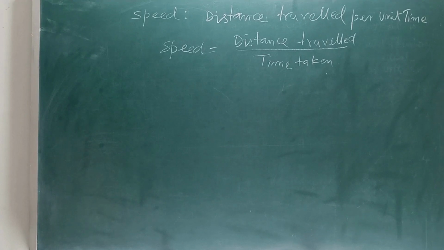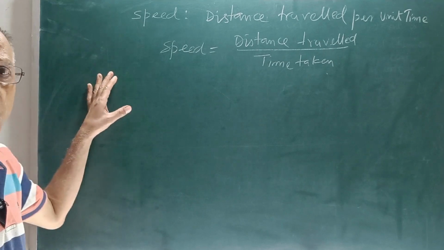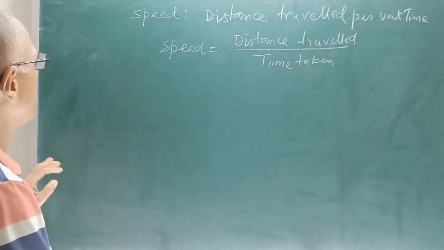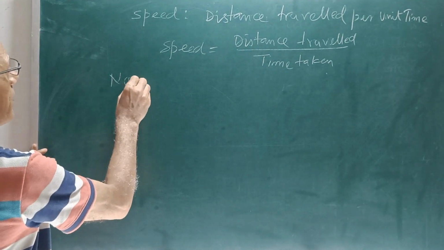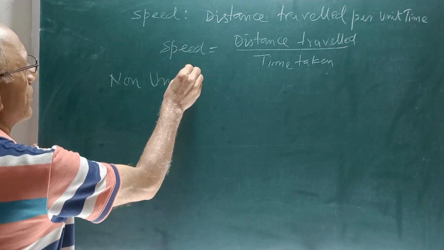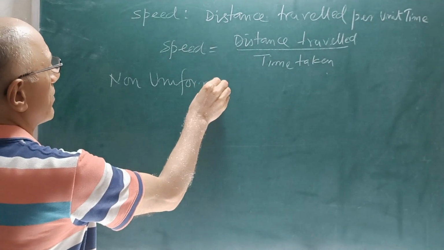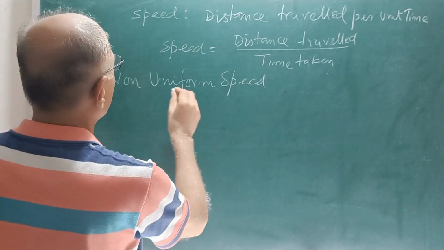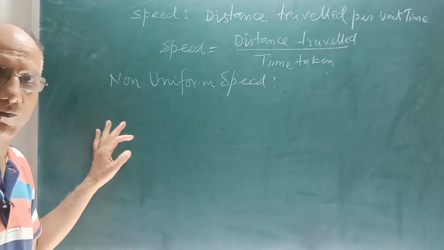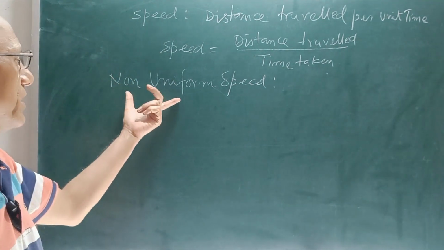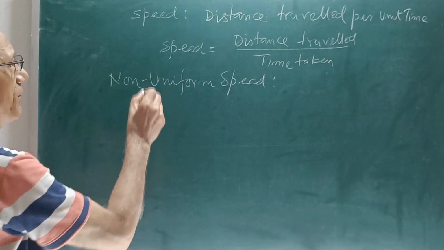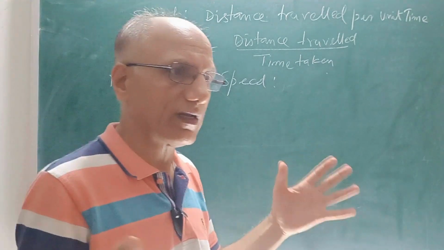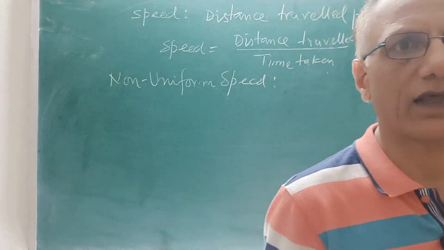Now we'll discuss non-uniform speed. When you say the body is moving with non-uniform speed, as the word itself, non-uniform, means, it is not constant throughout.